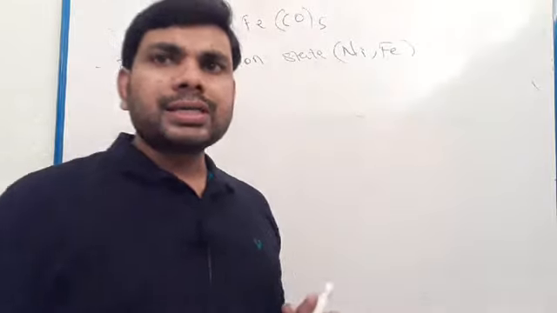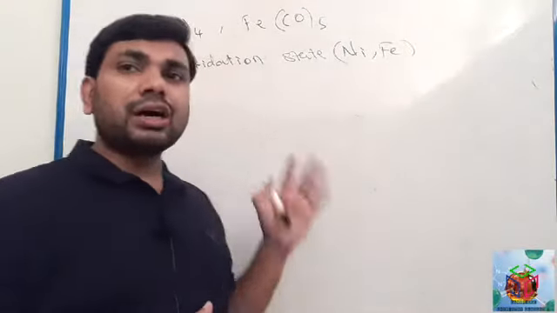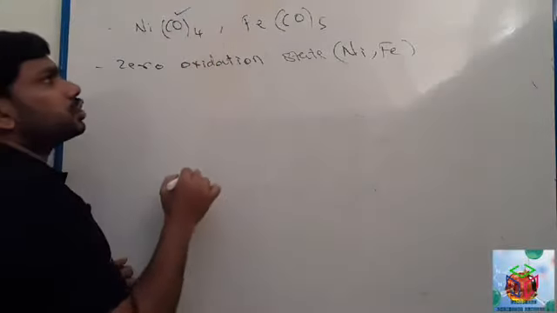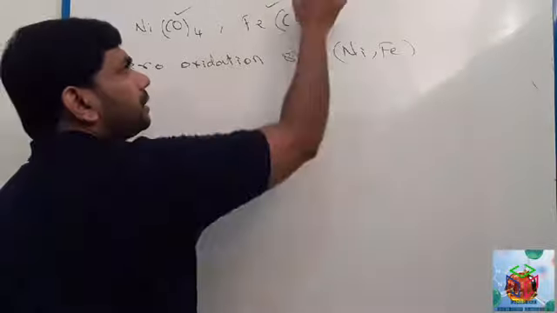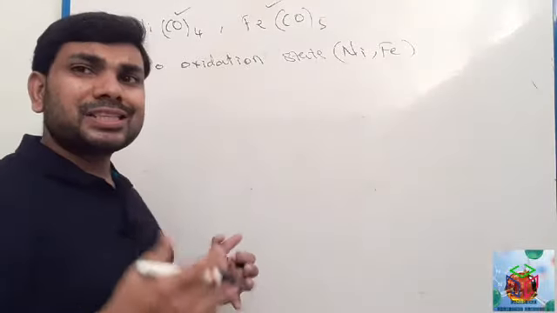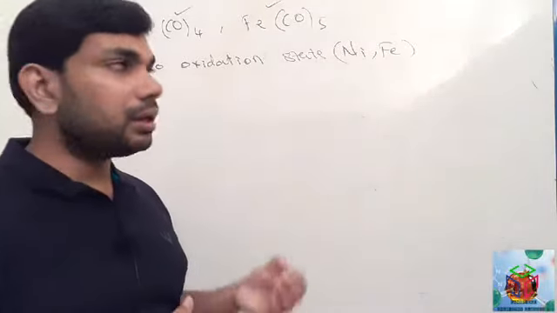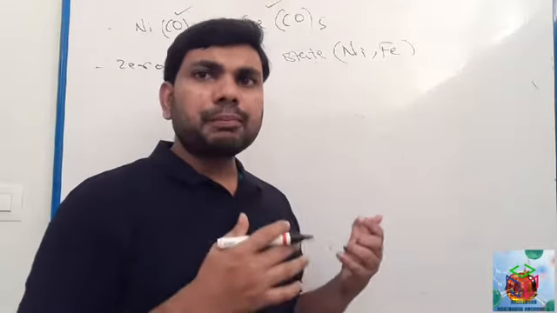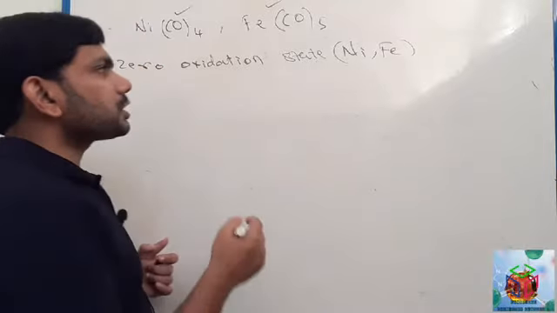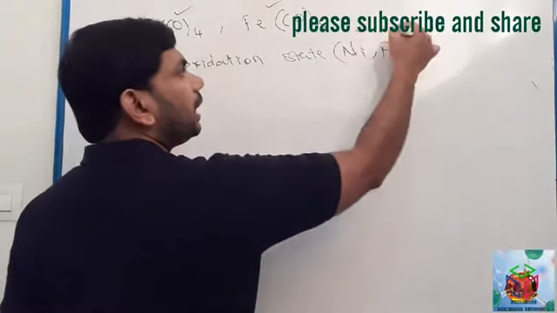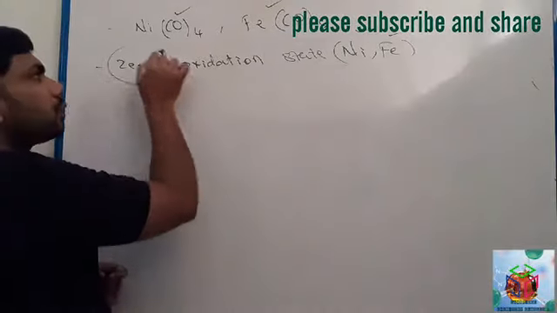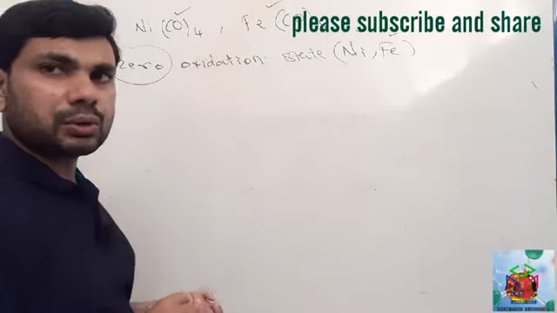Okay, see here, these are metal carbonyls. Nickel tetracarbonyl, iron pentacarbonyl, these are metal carbonyls. We learned metal carbonyls in grade 11. In this type of compound, the oxidation state of nickel and iron is 0.